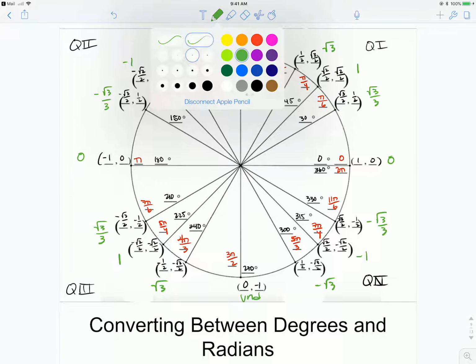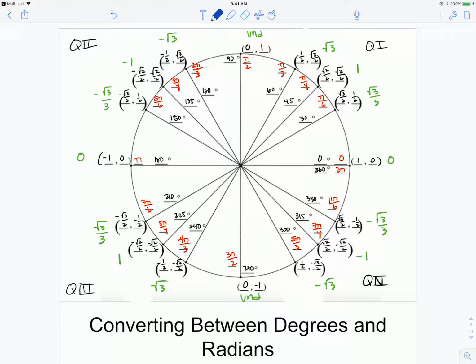And then remember, as a check, all students take calculus. That tells us which trig functions are positive in each of the quadrants. In quadrant 1, all 6 trig functions are positive. In quadrant 2, sine and its reciprocal cosecant are positive. In quadrant 3, tangent and its reciprocal cotangent are positive. And in quadrant 4, cosine and its reciprocal secant are positive.